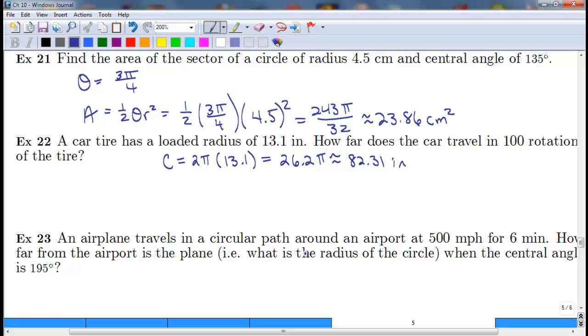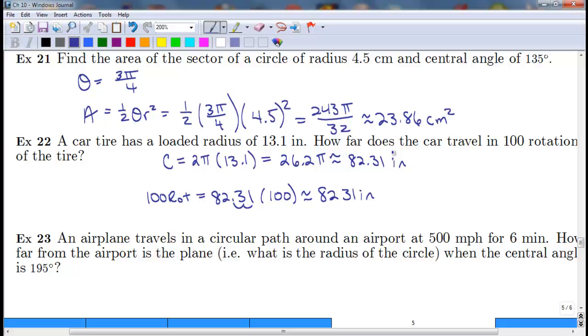So we want to know what happens in 100 rotations. That's pretty easy. Then all we have to do is multiply 82.31 times 100. And one of the nice things about multiplying by 100 is all we have to do is move the decimal point the same number of zeros. So we can move that decimal point over 2 places, and we end up with about 8,231 inches. So that doesn't really tell us a whole lot. What's that mean in feet or miles or whatever?